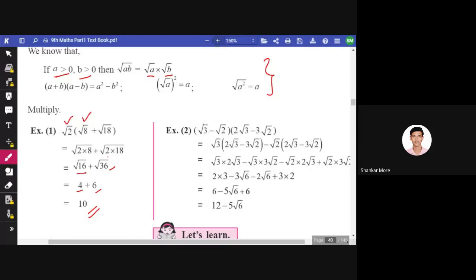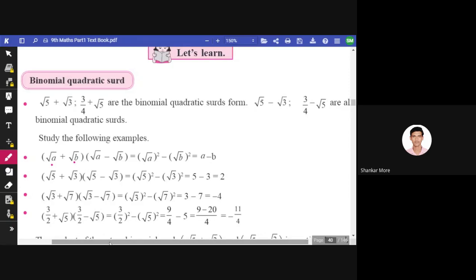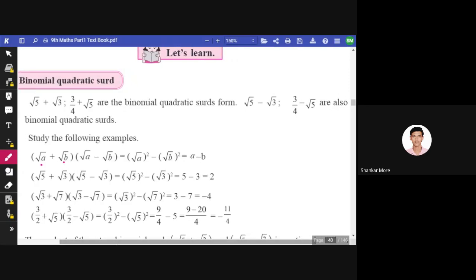Similarly for this also, first we will multiply this with this, then this with this. And secondly we will multiply this with this and this with this. So this is how we do the multiplication. All right, now binomial quadratic surd. So root of 5 plus root of 3 or 3 by 4 plus root of 5 are binomial quadratic surds. Root of 5 minus root of 3 or 3 by 4 minus root of 5 are also binomial quadratic surds. If there are two terms, bi means 2, isn't it? Binomial, so bi means 2. If two terms are there, then we will say it is a binomial quadratic surd.